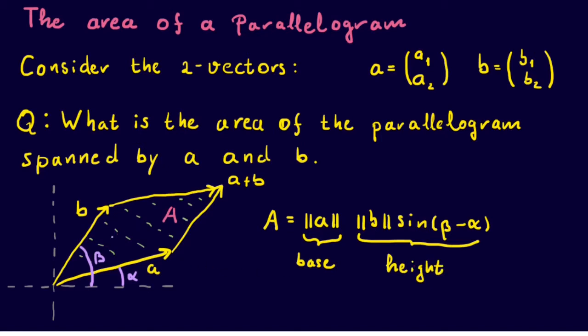So basically what I'm doing is taking this parallelogram and rotating it so that A coincides with the x-axis so we can use it as a base. And after that rotation, the height of the parallelogram is given by the length of B times the sine of beta minus alpha.